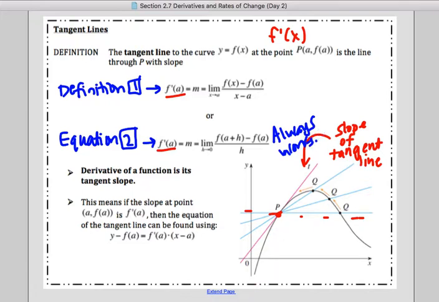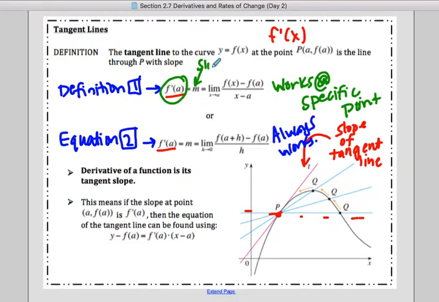The other equation works when you are given a specific point. So you need to know an x value in order to use this equation. So today we're actually going to be working on this one. But we need to remember that the derivative is equal to the slope of our tangent line. And so when we find that, we are finding the slope of the tangent line.